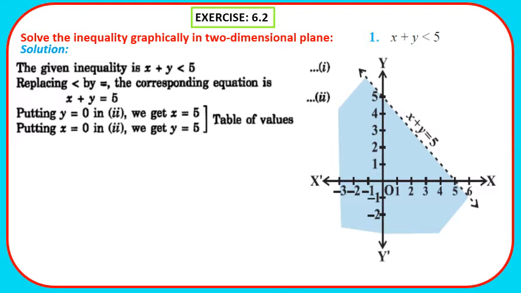So just take the origin in the given inequality, that is 0, 0. So we will get 0 plus 0, that is 0, less than 5. Yes, 0 is less than 5. So the origin will be in the solution region. So shade the region containing the origin. Okay, so the lower part below the line will be our required solution. Clear? So pause and note down the solution.